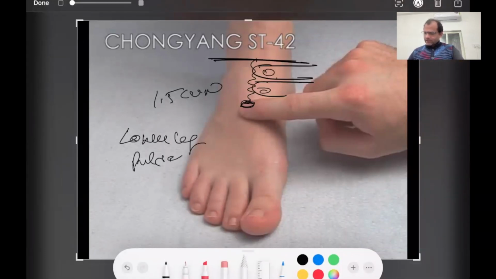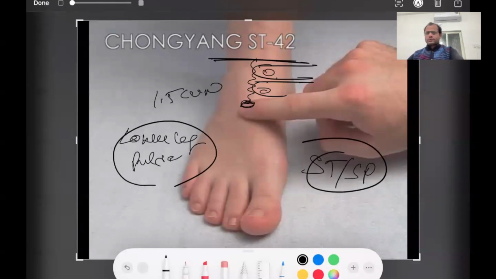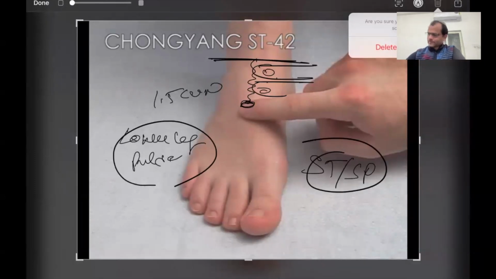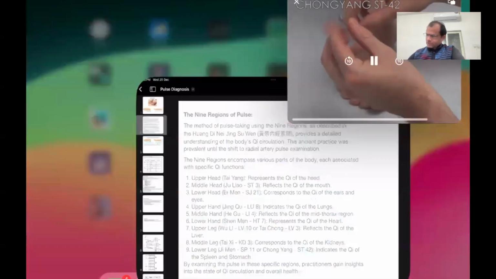You can keep the hand here and you will find the pulse. आप जब यहाँ पर हाथ रखेंगे तो आपको यहाँ पर पल्स मिलेगी. This is telling the condition about the stomach and spleen. ये stomach और spleen की condition को बताता है. The other option is given here. दूसरा option क्या है?